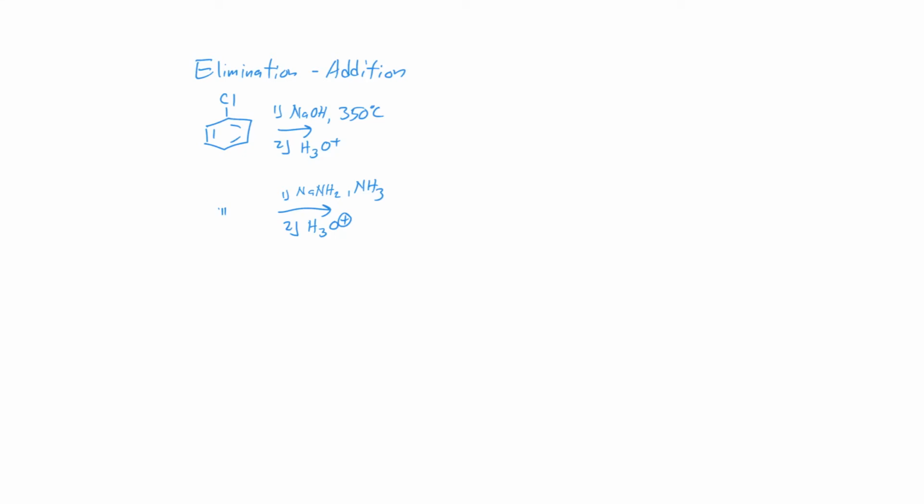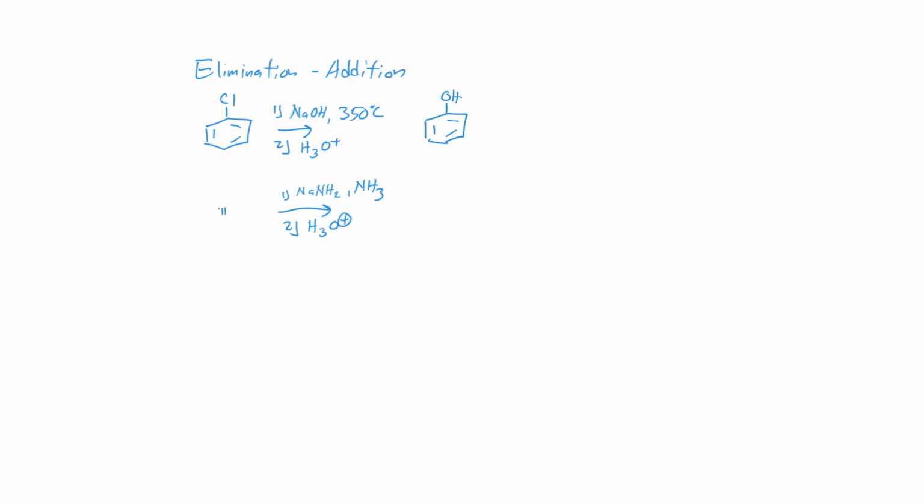One final aromatic mechanism that we want to discuss is called elimination addition. It's different from nucleophilic aromatic substitution, and it's different from electrophilic aromatic substitution. In this case, we have a ring with just a leaving group attached to it. We attack it with a strong base, strong nucleophile, sodium hydroxide in this case, and the end result is that we've replaced the leaving group with our nucleophile.